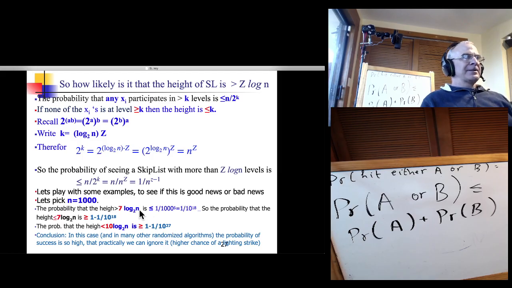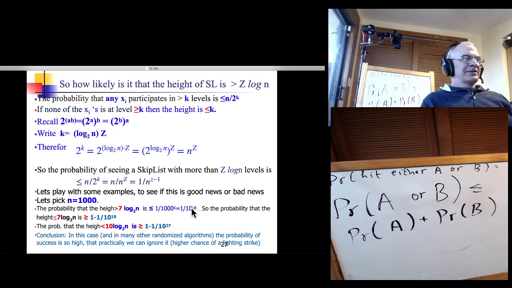The chance that you are seeing a skip list with more than 7 times log n many levels, even for this small n of 1,000, is 1 divided by n to the power z minus 1. 7 minus 1 is 6, making it 1 over 10 to the 18.